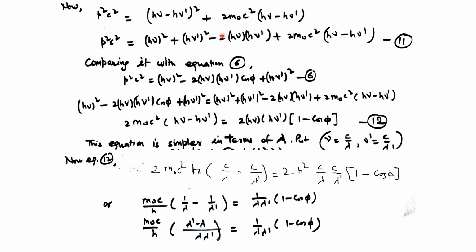And if we rearrange or square all these terms, then we will have this equation: p square c square equal to (h nu) square plus (h nu prime) square minus 2 h nu h nu prime plus 2 m naught c square (h nu minus h nu prime). This is equation number 11.